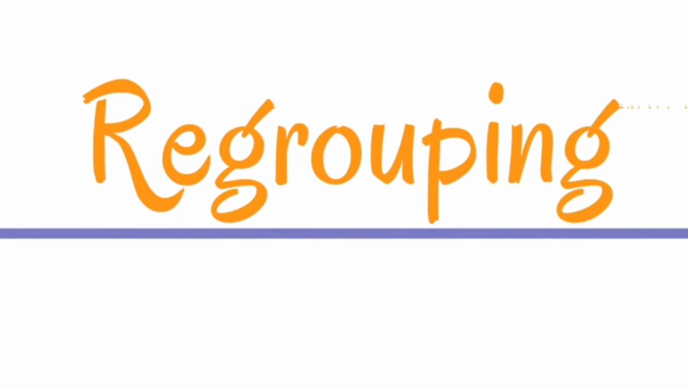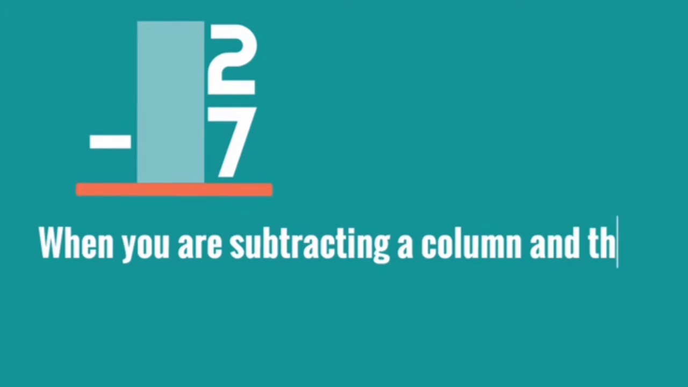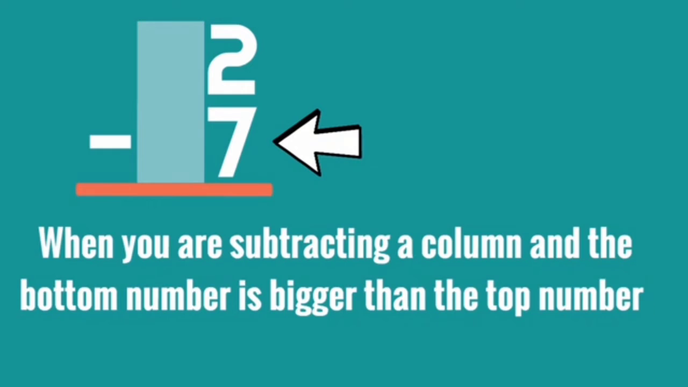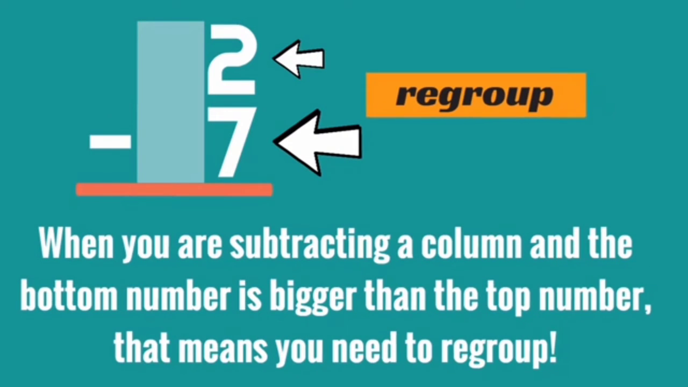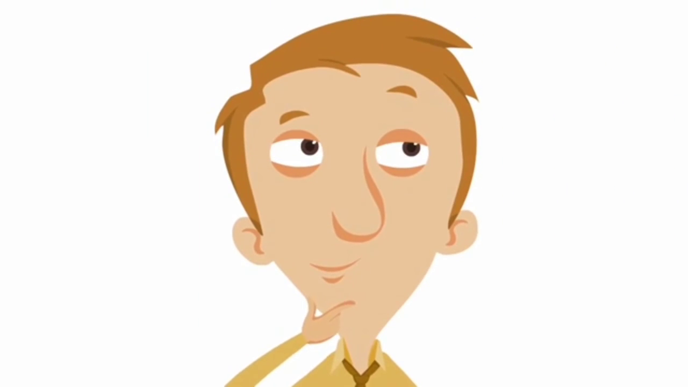Yeah, regrouping. When you are subtracting a column and the bottom number is bigger than the top number, that means you need to regroup. Just like in this example, because it is hard to take away more than you have, and 7 is bigger than 2, so we need to regroup. So how does this regrouping trick work? It's really easy. All you do is borrow 1 from the tens column.